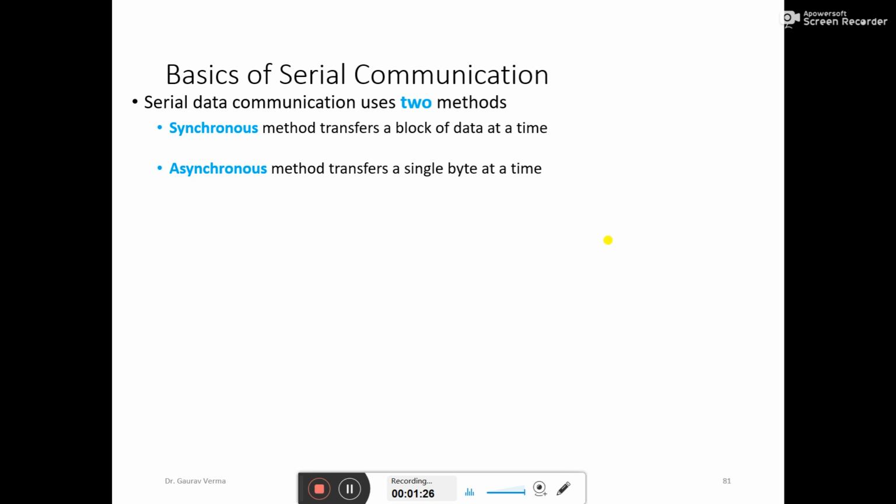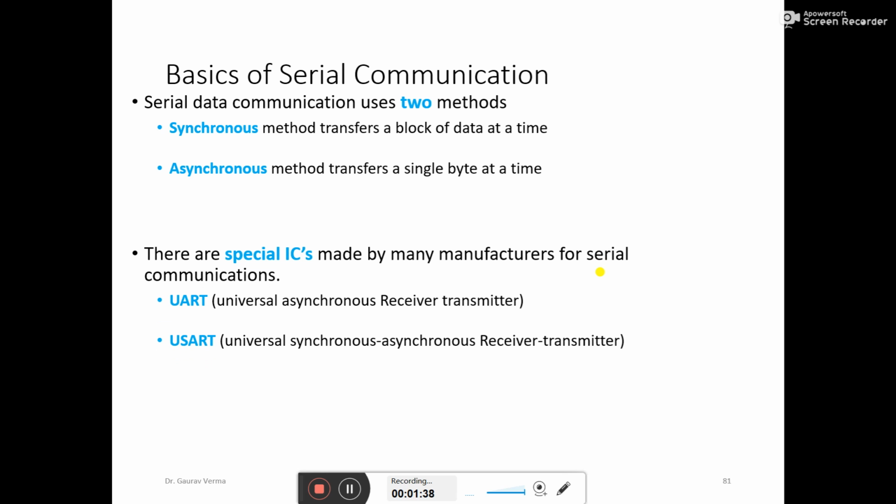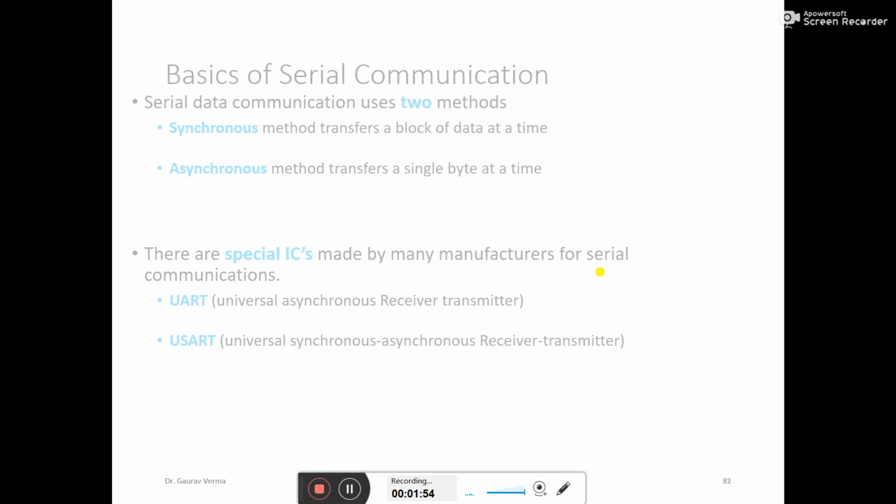There are two more things: one is synchronous and another is asynchronous. The synchronous method transfers a block of data at a time, and the asynchronous method sends a single byte. There are special ICs for that purpose. One is UART, Universal Asynchronous Receiver Transmitter, and another is USART, the Universal Synchronous Asynchronous Receiver Transmitter.